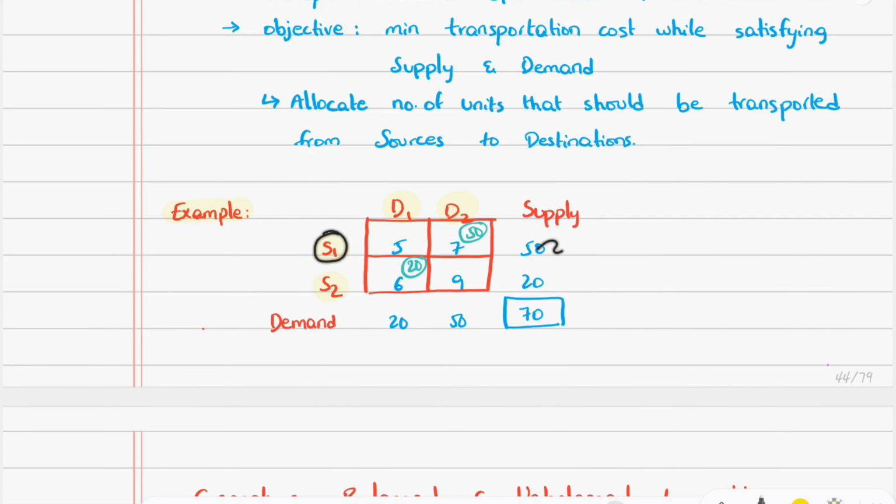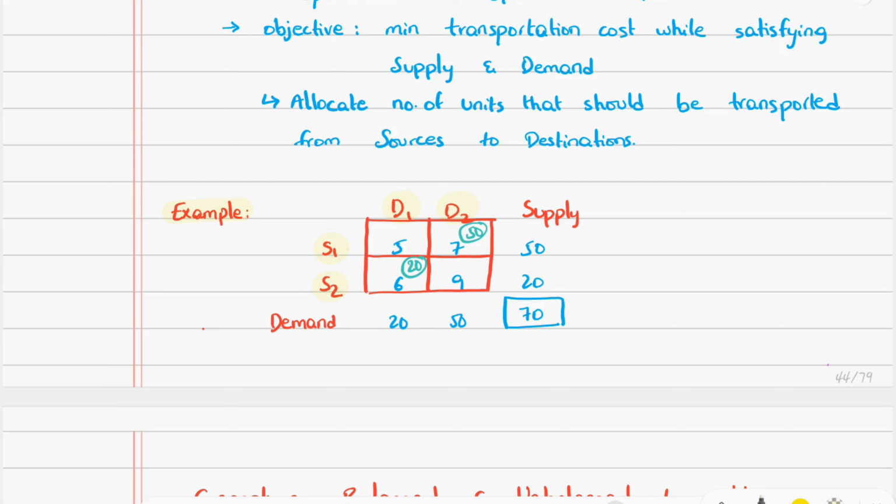In this case, if you can see, S1 could supply 50 units, S2 can supply 20 units. In the same way, we have demand when it comes to destinations. These people want the goods, right? So D1 needs 20 units and D2 needs 50 units. So now if you look at the total demand and total supply, the total supply is 50 plus 20, 70 units. And the total demand is 20 plus 50, which is also 70 units. Now this is what a transportation problem would look like.